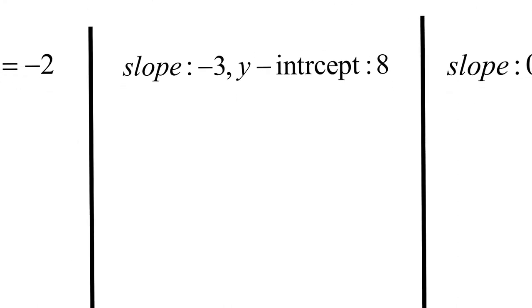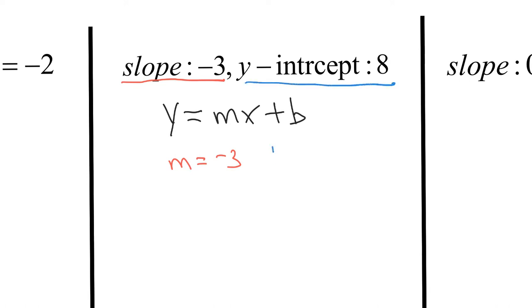So since I am looking for the slope-intercept form, first let me just write that down, y equals mx plus b. And I am going to substitute what I know. I know my slope is -3, so I'm just going to put m equals -3. And my y-intercept is +8. So I'm going to put b, that's your y-intercept in your slope-intercept form, which equals +8.